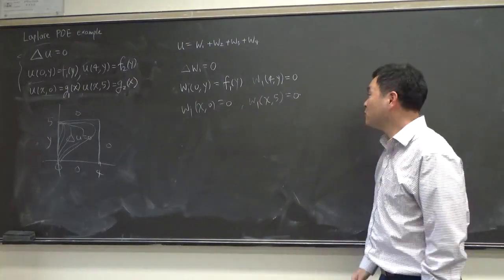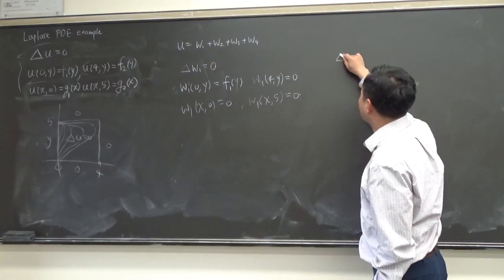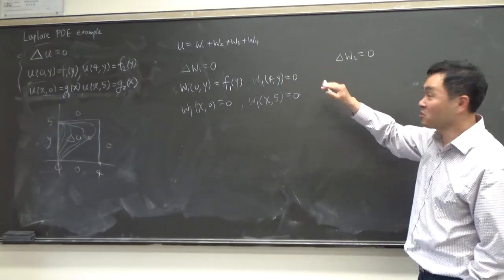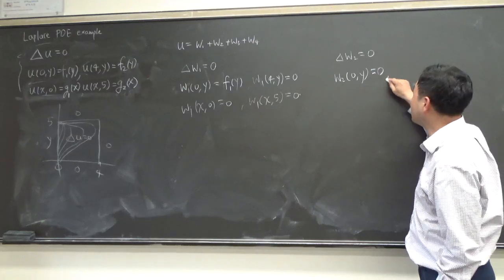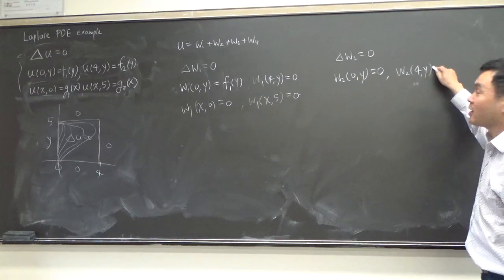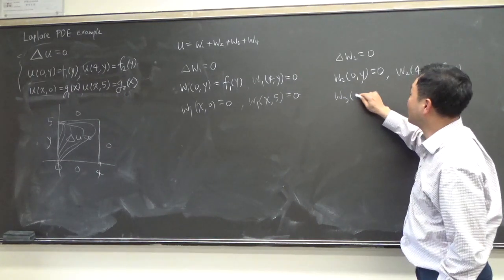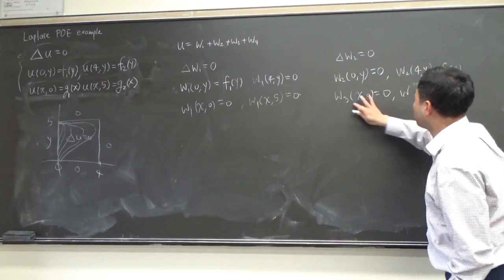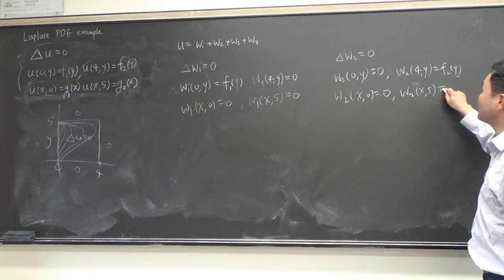Okay. Now, if you understood where I'm going, you should be able to tell me what w2 would satisfy. w2 would still be satisfying the original Laplace equation, but the boundary conditions are like what? w2 of (0, y) would be 0. w2 of (4, y) would be f2 of y. And w2 of (x, 0) would be 0. And w2 of (x, 5) would be 0.